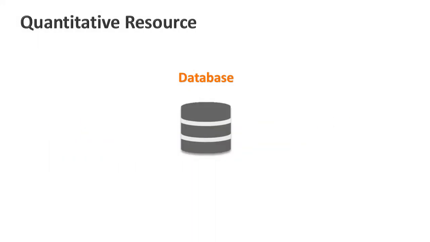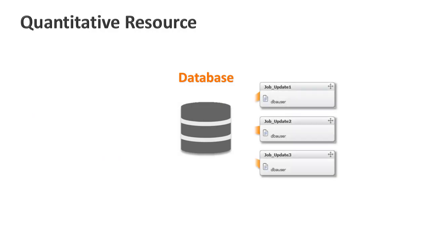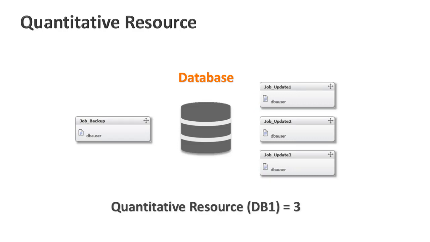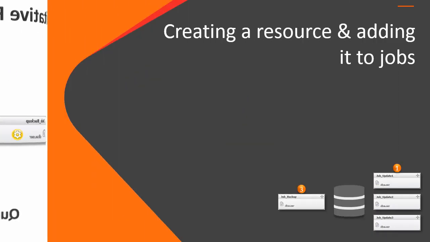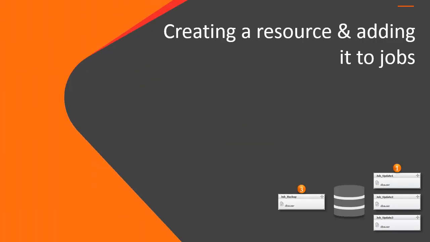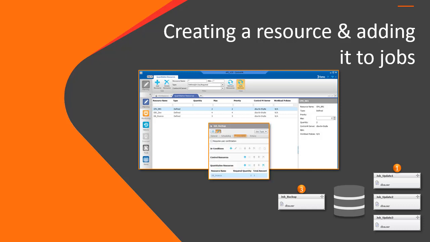For example, let's say that you have a database resource and only 3 jobs can update it at one time. You also have a job that backs up the database, and during the backup, you don't want the database to be updated. When creating the resource, you will give it a quantity of 3. The jobs that update the database will use 1 quantity each of the database resource, and the backup job will use a quantity of 3, so that during the backup, no other job can use the database. Using this example, let's look at how you create the resource and then add it to the jobs.